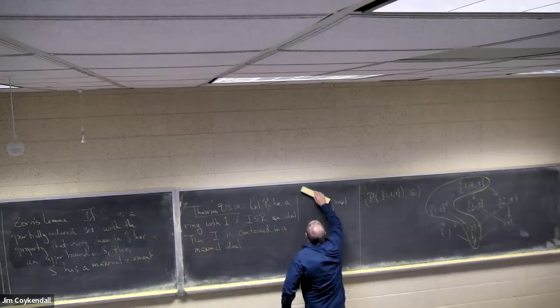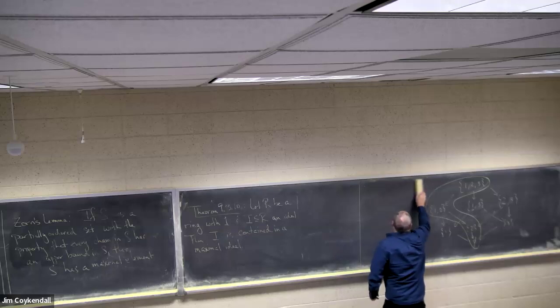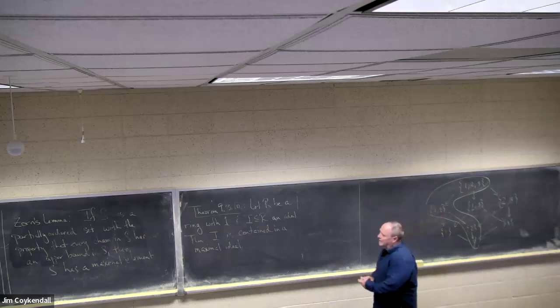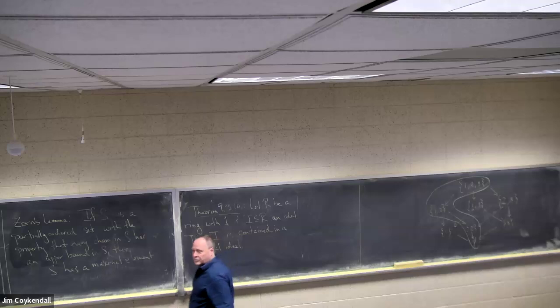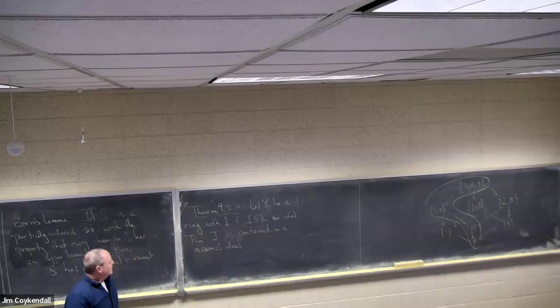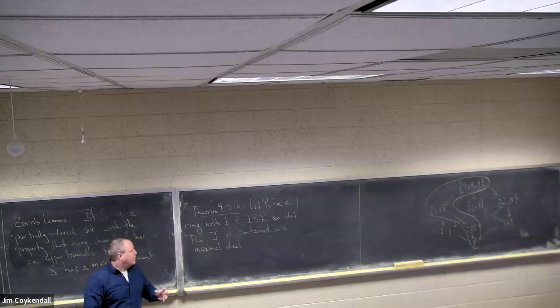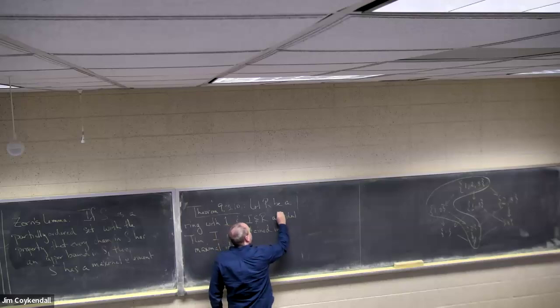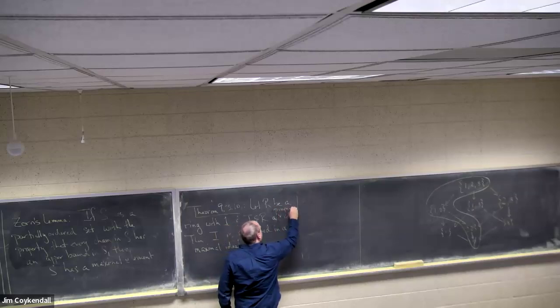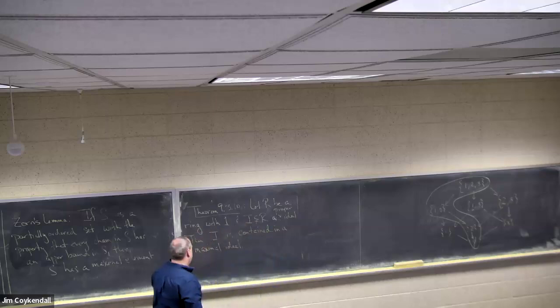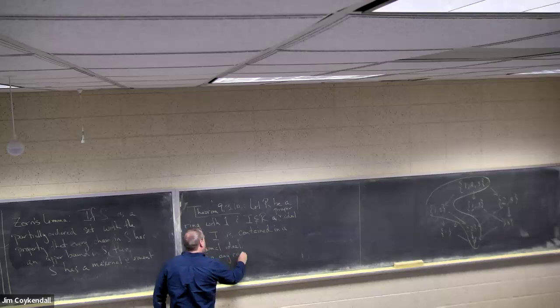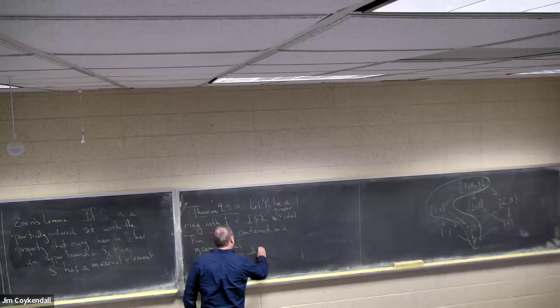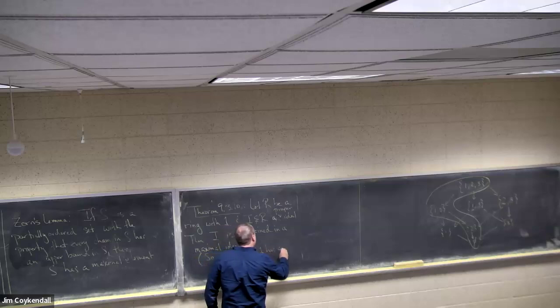This is a huge, huge theorem, and it depends on the axiom of choice. It depends on Zorn's lemma. If you have any ring with identity, then any proper ideal, that's clear, a proper ideal I is contained in a maximal ideal. So any ring with one has a maximal ideal.